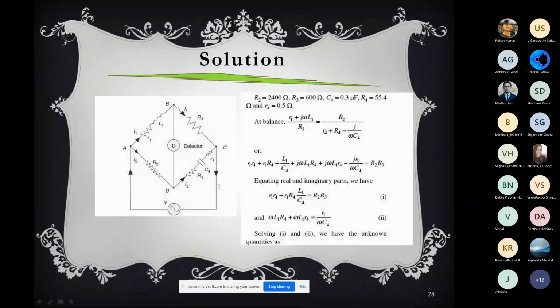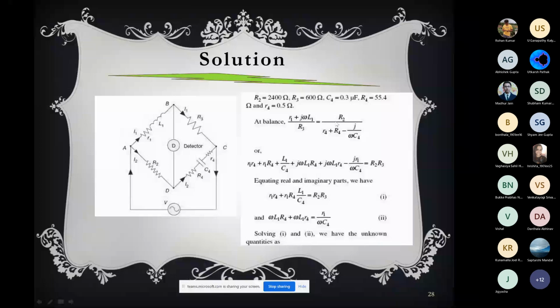This is the resistance with the capacitance. And then at balance condition, we know that these two arms, small R1 plus j omega L1, this is impedance, and by R3, this one will be equal to R2 by small r4 plus capital R4, and then for C it is minus j by omega C4. And then here you multiply it, and we get this expression.